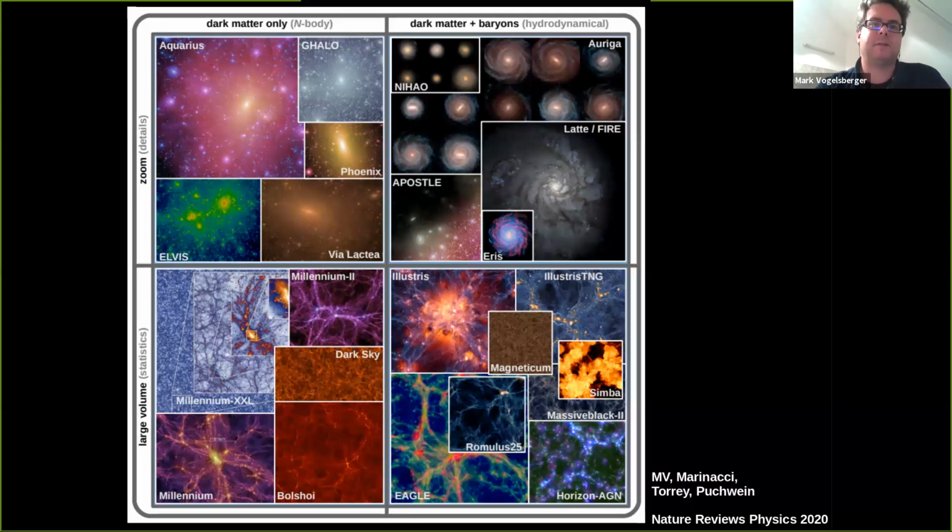But nowadays, things have shifted a lot to hydrodynamical simulations. And here on the right, you see some examples. In the Zoom regime, I mentioned Fire already, but there are many others, and this list is by far not complete. There's also Nihao, Apostle, and Auriga. And then the full volume simulations like Magneticum, Simba, and many others. Again, this is by far not a complete list. It's just to give you an idea.